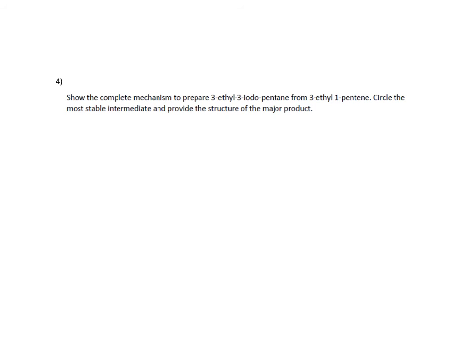Okay, next question is show the complete mechanism to prepare 3-ethyl-3-iodopentane. So let's just draw. It's always a good idea to draw what you have. 1, 2, 3, 4, 5. That's a pentane, 3-ethyl, 3-iodo. From 3-ethyl-1-pentene. So 3-ethyl-1-pentene would be 1-pentene, 3-ethyl. And you have to circle the most stable intermediate and provide the structure of the major product. How do we go about it?